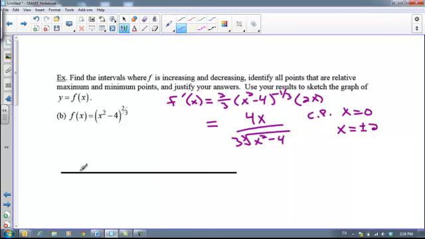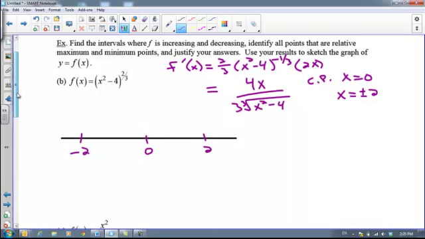Okay, I'm going to put my critical points. I've got critical points at -2, 0, and 2. What we're going to do is figure out what f prime's sign is, and that will tell us something about f. If you plug in a number to the left of -2, like -3, you get a positive number on the bottom but a negative number on top, which means f prime is negative, which implies that f is decreasing.